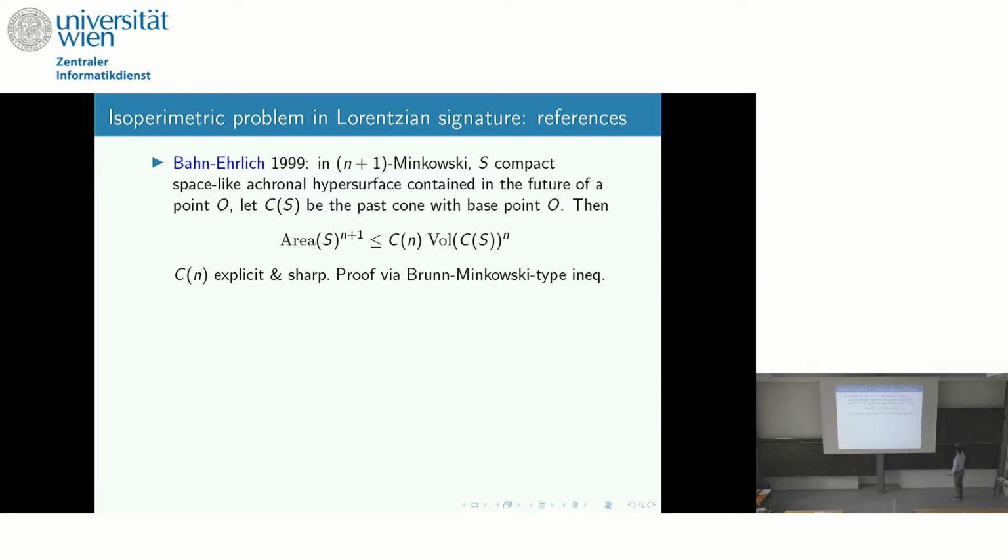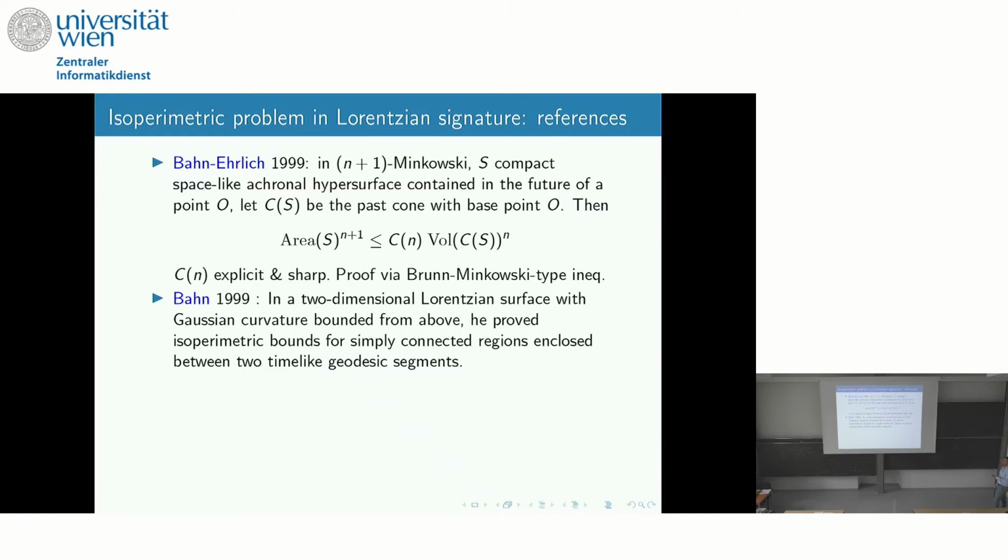Take a point in Minkowski, O, take its future cone, and take a subset, say S, in the future of this point. Then take the cone that connects S to O by past-directed geodesics. Then what they can do is estimate the area of S to the power n plus 1 with a dimensional constant times the volume of this cone. And the constant C is sharp, and they prove it via Minkowski.